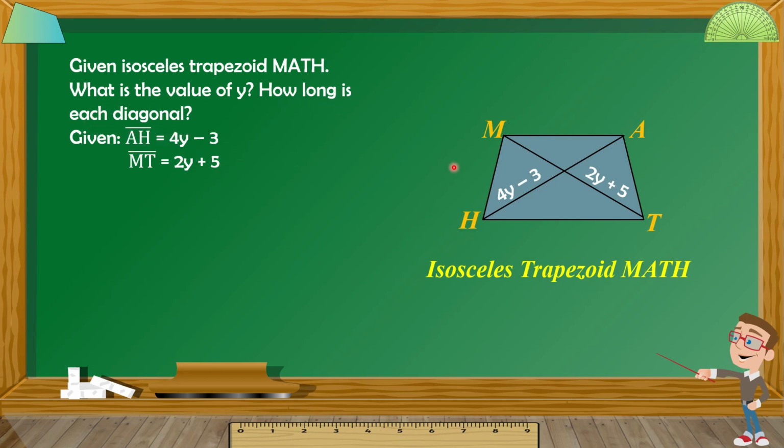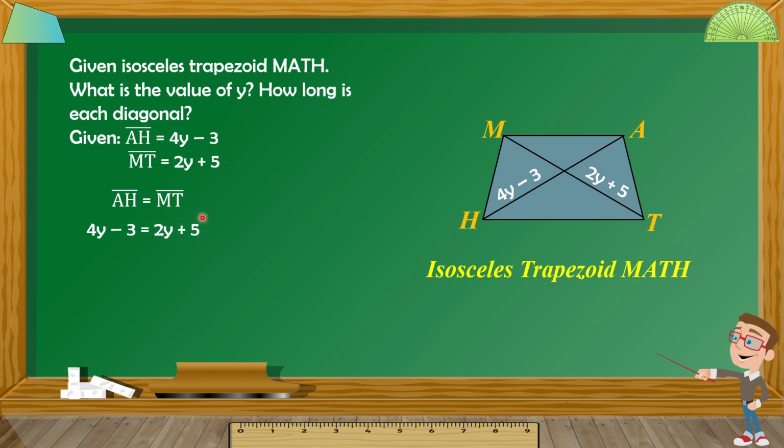So, yung given natin na si diagonal AH ay 4y minus 3 daw, at si diagonal MT ay 2y plus 5. So, paano natin masasagot ito? So, tutulungan tayo ng theorem natin, di ba? Sabi kasi, yung diagonals ay congruent. So, meaning to say, they are equal. So, gagawin natin equation dito ay yung diagonal AH is equal to diagonal MT. They are equal kasi nga congruent sila. And substitute lang natin mga given expression. So, si AH, that is 4y minus 3, kaya pinalitan ko si AH dito ng 4y minus 3, at si MT naman, pinalitan ko siya ng 2y plus 5.